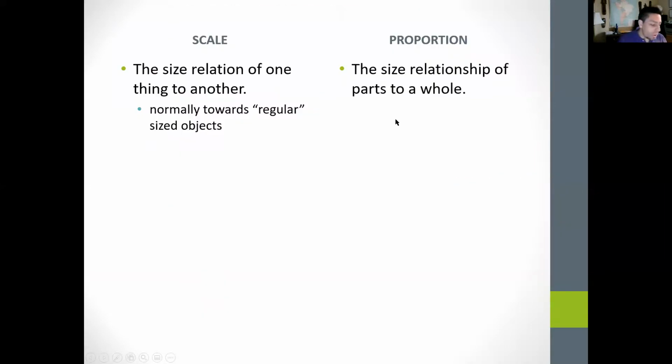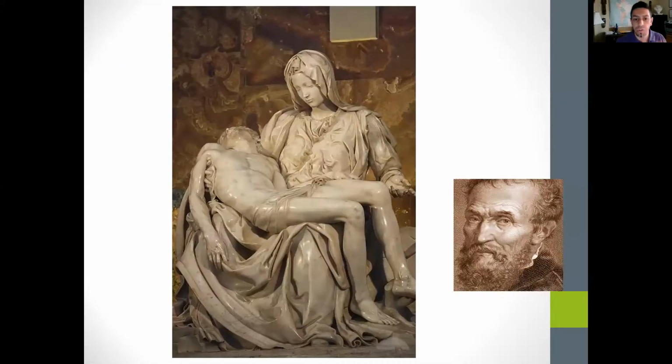So one of the things about proportion, let me go ahead and move on to this one. You have to understand that artists manipulate, artists control the perception of things, right?